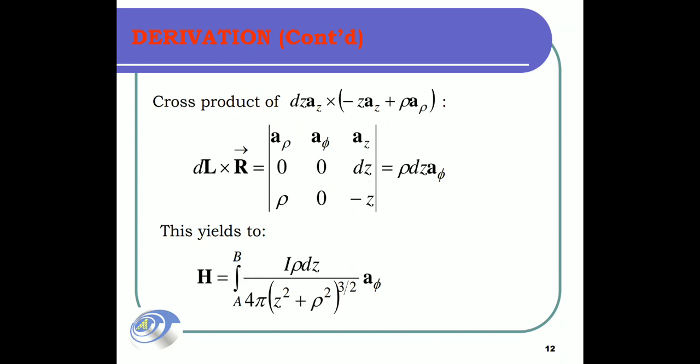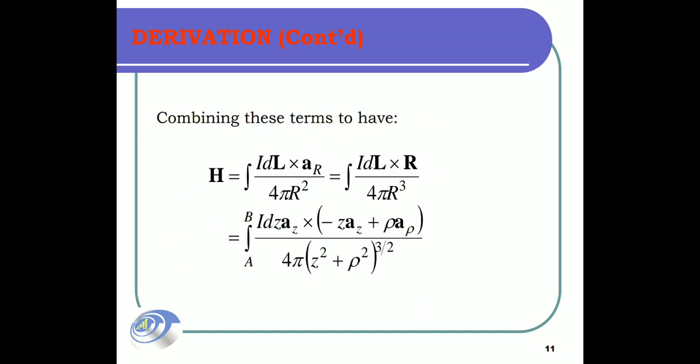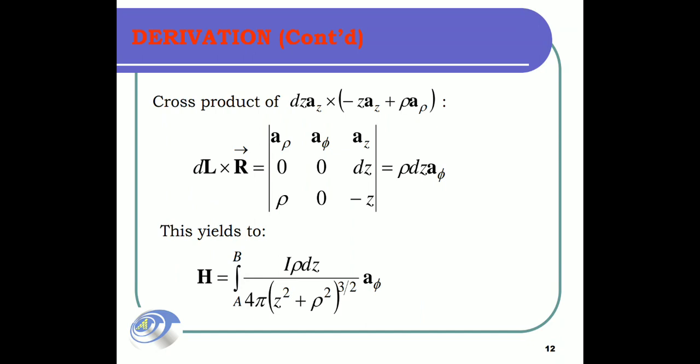I have to substitute again back in this expression. This expression I have to substitute. So I'll be getting I rho dz divided by 4 pi (z squared plus rho squared) whole power 3 by 2.